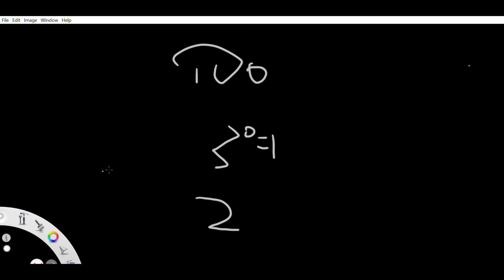Zero exponents always result in the number being 1, like 3 to the power of 0 is always equal to 1, or any number to the power of 0, including 2, 100, and so on.